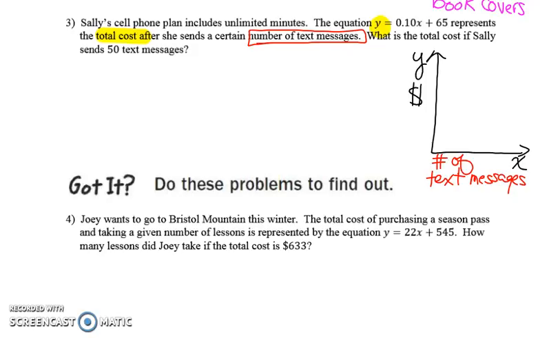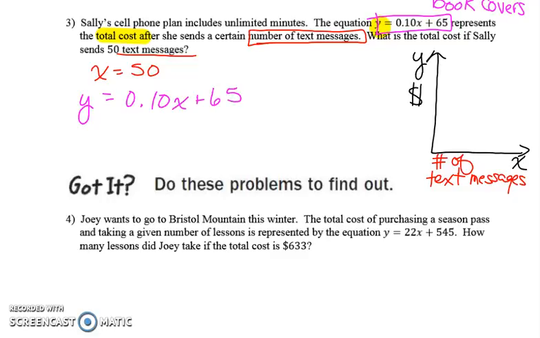Now, do I know what X equals? Oh, number of text messages, I do. So X equals 50. Now, do I know what Y equals? Kind of, right? Didn't they give it to us right there? Y equals 10 cents X plus 65. What is the total cost after she sends 50 text messages? What is the total cost? OMG, what are we going to do? Yeah, we're going to plug in 50 where X is.